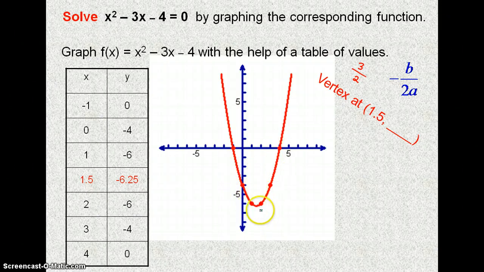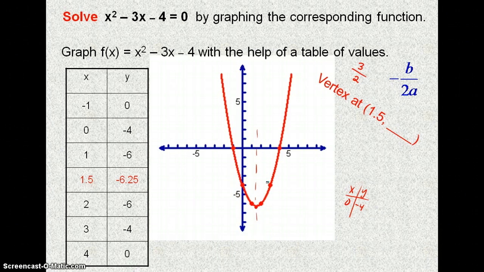Then you want to pick some points to the left or to the right, and then you can map them over. So I would have probably said, if I'm going to have my vertex here, what happens if I put in 0? Because when you plug 0 in, it's real easy. It's 0 minus 0 minus 4, so it's negative 4. So at 0, negative 4, and then I would have thought about my axis of symmetry, and I would have mapped that point to the other side.